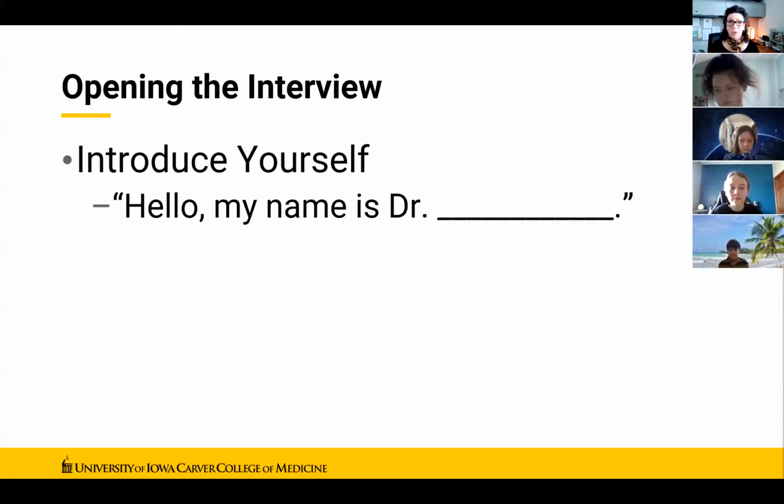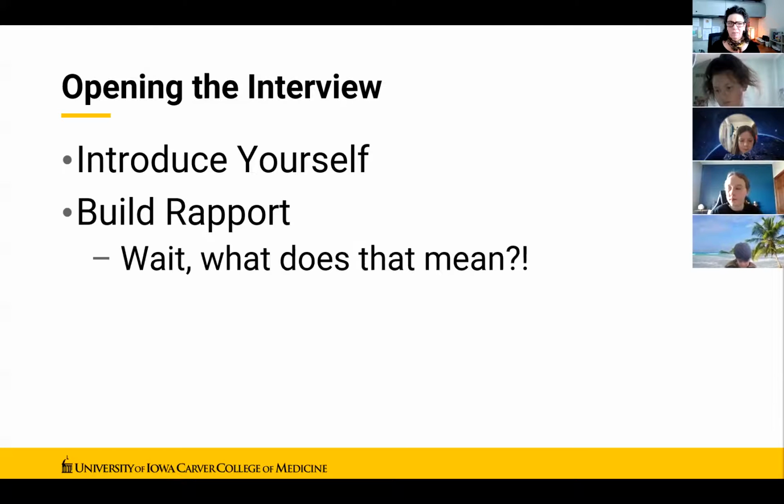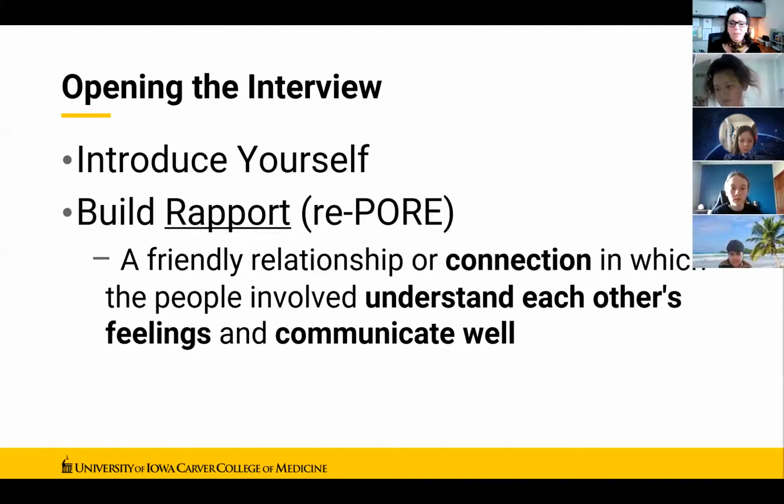The next thing that you're going to do with your patient is build rapport. Wait a minute, what does rapport mean? Well, I'll tell you. Rapport is a friendly relationship or a connection. This is how it's defined in the dictionary: a friendly relationship or a connection in which the people involved understand each other's feelings and communicate well. So essentially, anything that you say or do as the doctor to make the patient feel comfortable, to connect with them on a person-to-person level, and to let them know that you see them as a whole person, not just their illness or the reason they came into the doctor's office today.